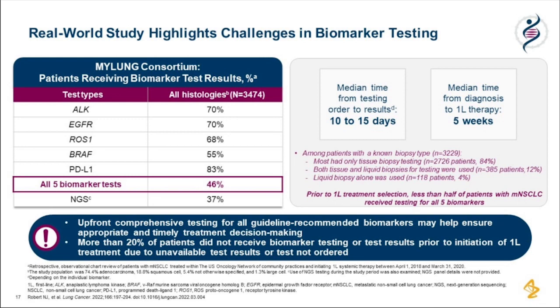So when we look at the median time from testing order to results, we're looking somewhere between 10 to 15 days. And then when we look at the median time from diagnosis to first-line therapy, we're looking at 5 weeks. So as a patient, that's a long wait, a lot of anxiety, and also, because we know the aggressive nature of non-small cell lung cancer, the earlier the treatment, the better the patient will be. So the recommendations are really to have upfront comprehensive testing for all guideline recommended biomarkers. They may help ensure appropriate and timely treatment decision making.